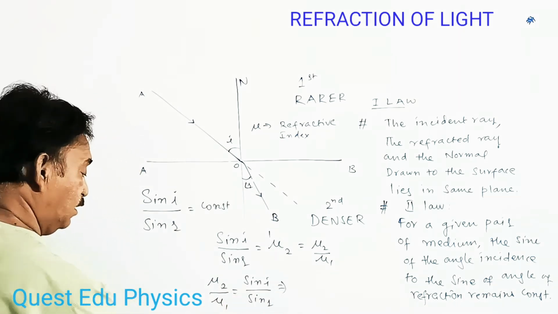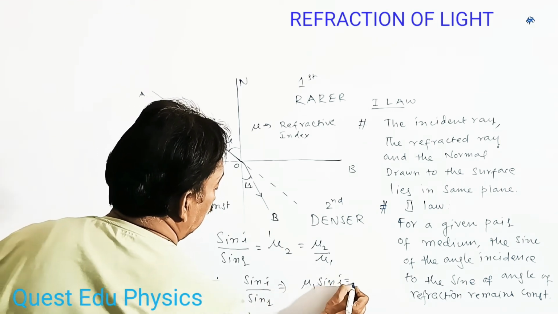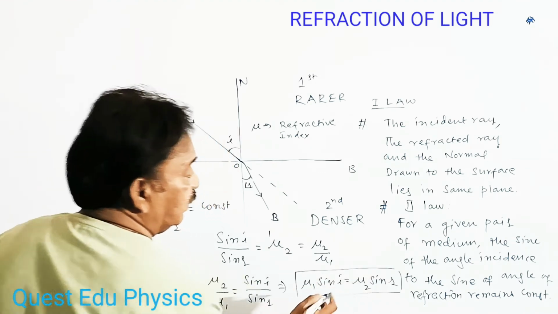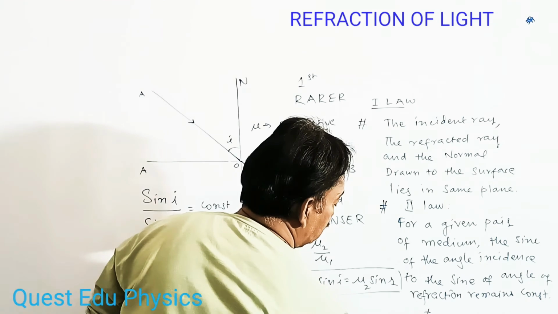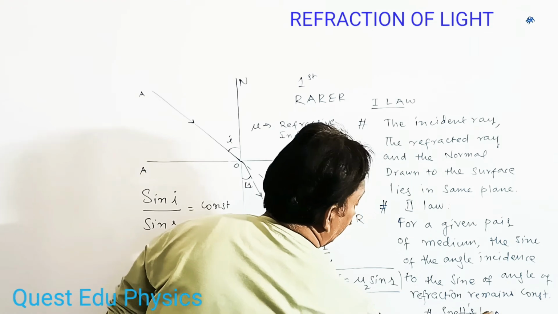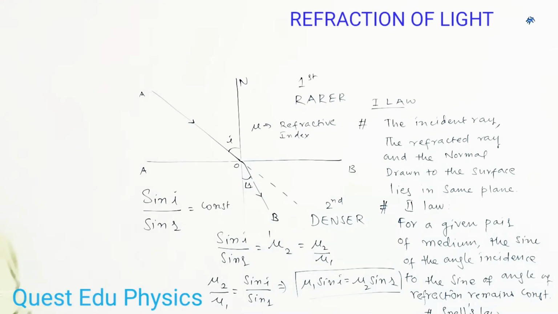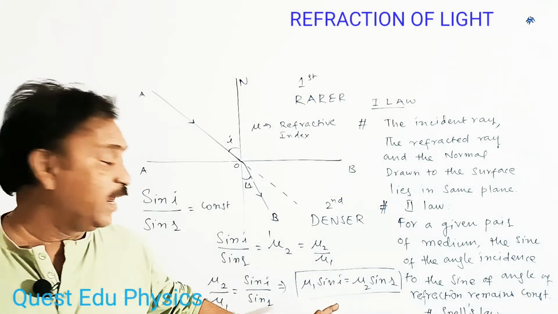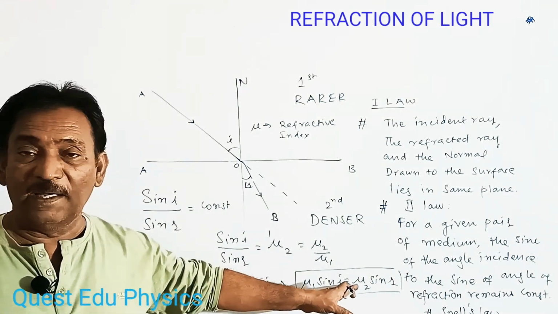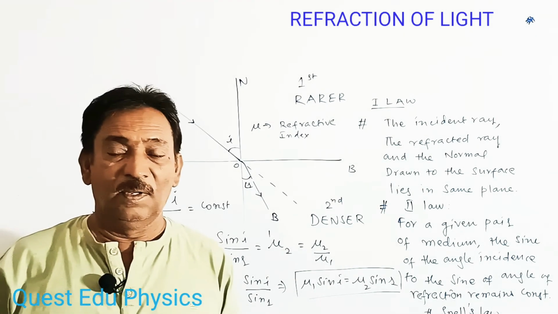Or you can write it as mu 1 sin I is equal to mu 2 sin R. Okay, students. This second law is known as the Snell's law, students. The other name of this law is Snell's law. According to the Snell's law, the ratio of the sine of the angle of incidence to the sine of the angle of refraction always remains constant. Here, from this one, we wrote it as mu 1 sin I is equal to mu 2 sin R. Okay, students. The second law.